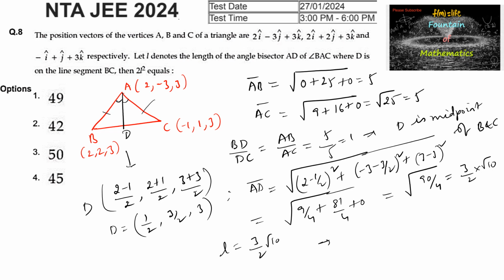So the L square value is equal to 9 by 4 into 10. Our 2L square value is 9 by 2 into 10, that is 90 by 2, which is 45. So the value is 45, which is option D.